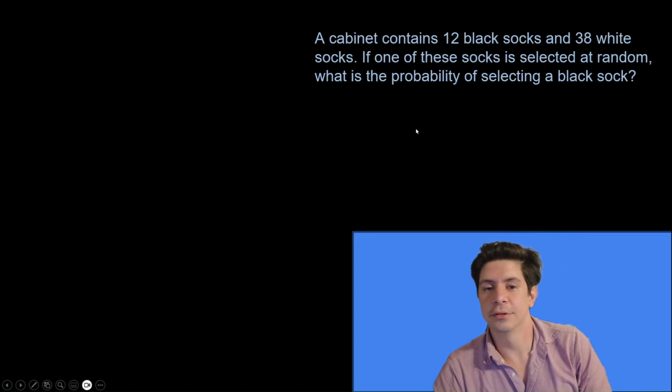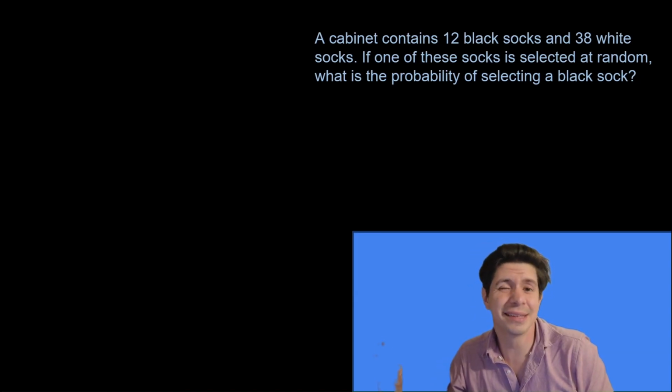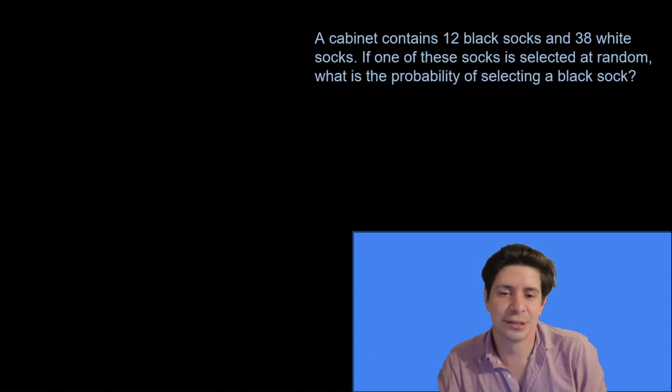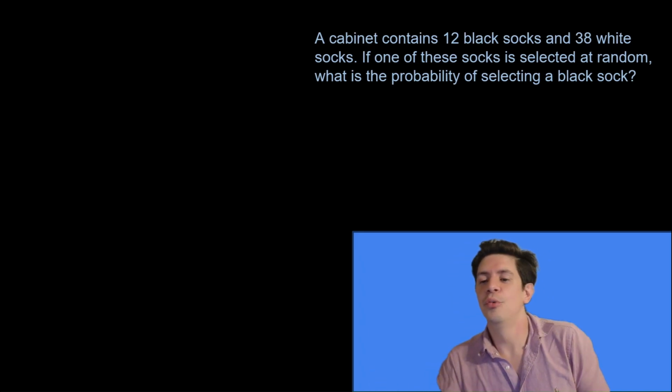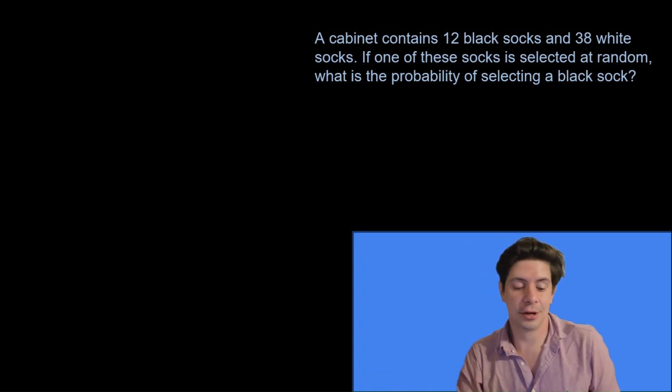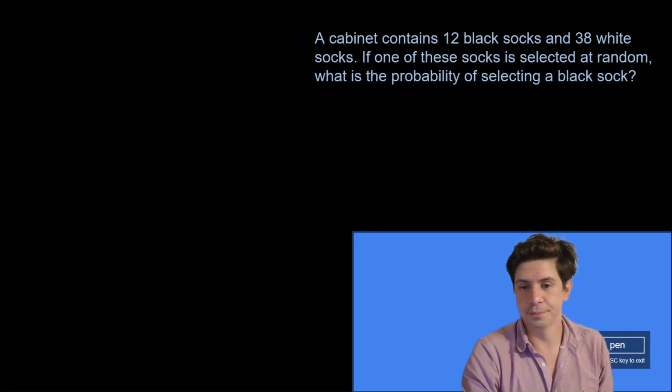And now let's go to this one. A cabinet contains 12 black socks and 38 white socks. This might be the easiest one I predicted, but still worth going over because I really feel like it's going to come up. If one of these socks is selected at random, what is the probability of selecting a black sock? So probability is part you're looking for over total.